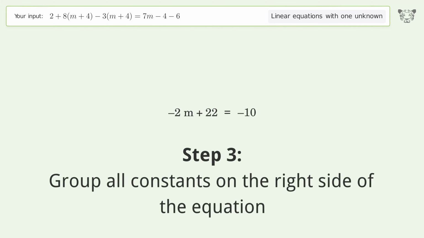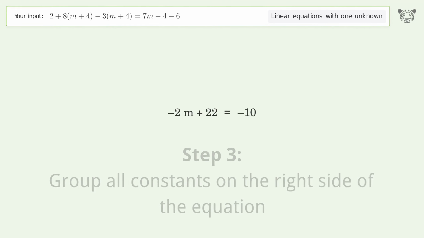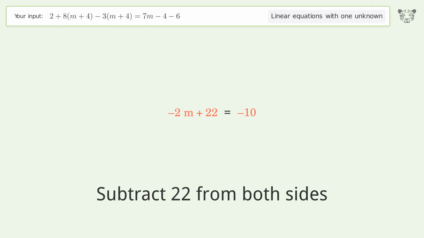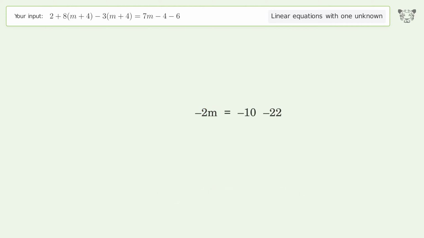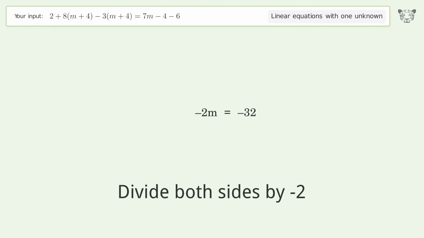Group all constants on the right side of the equation. Subtract 22 from both sides. Simplify the arithmetic. Isolate the m. Divide both sides by -2.